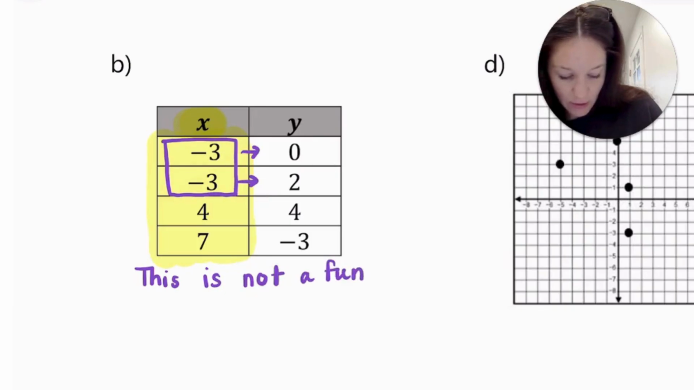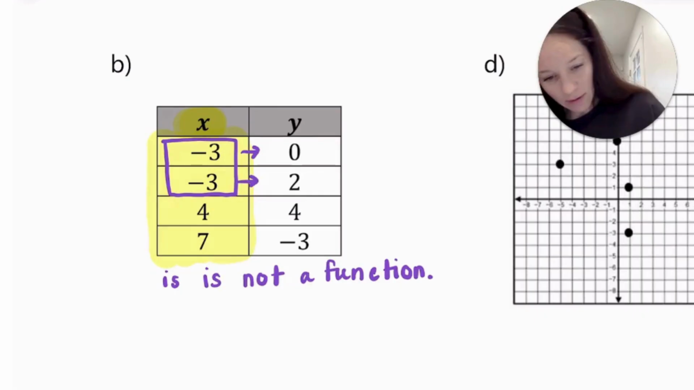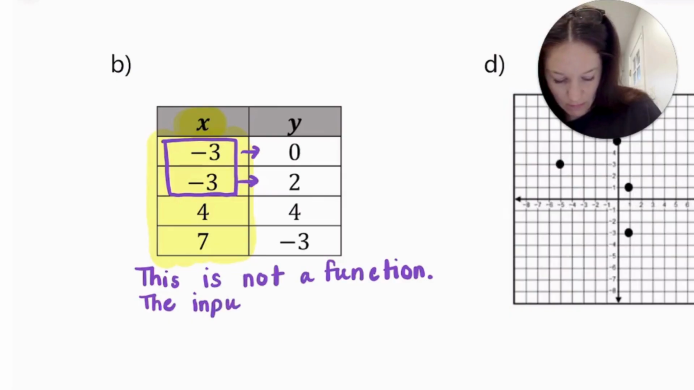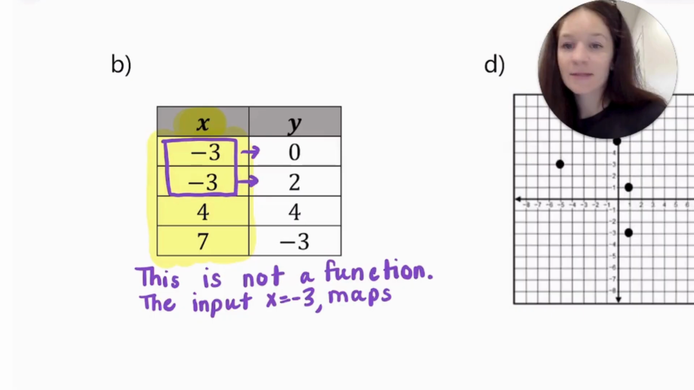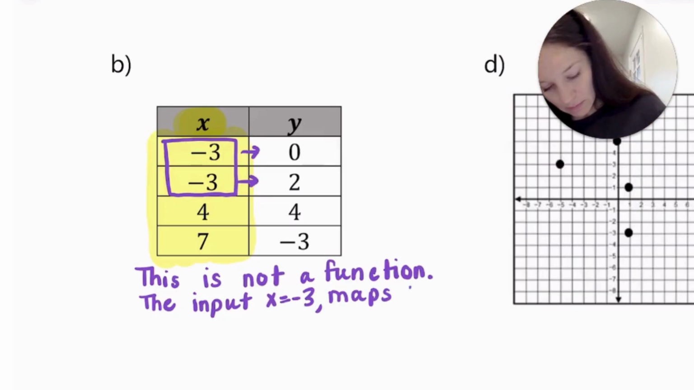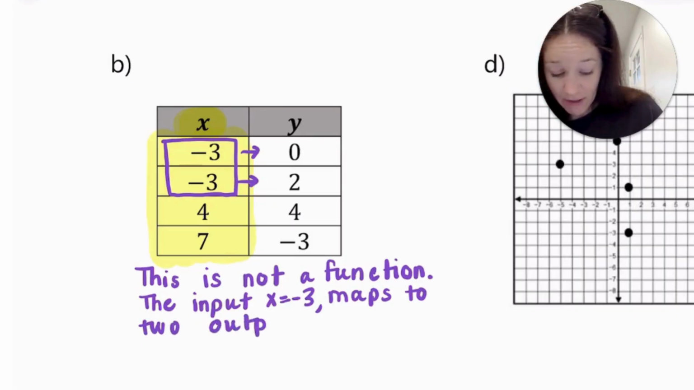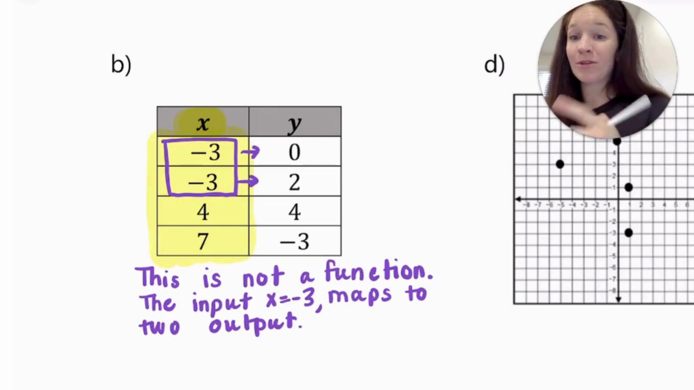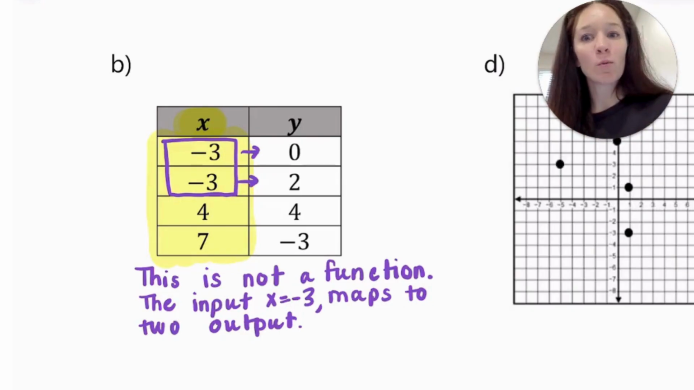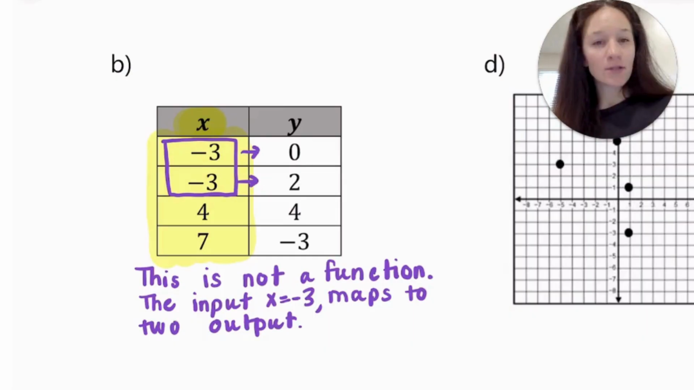And the reason or the justification is that the input, x equals -3, goes to, has two outputs. And we understand the definition of a function. Each input has to map to exactly one output. So see, -3 is mapping to more than one output. It's going to 0, and it's also going to 2.